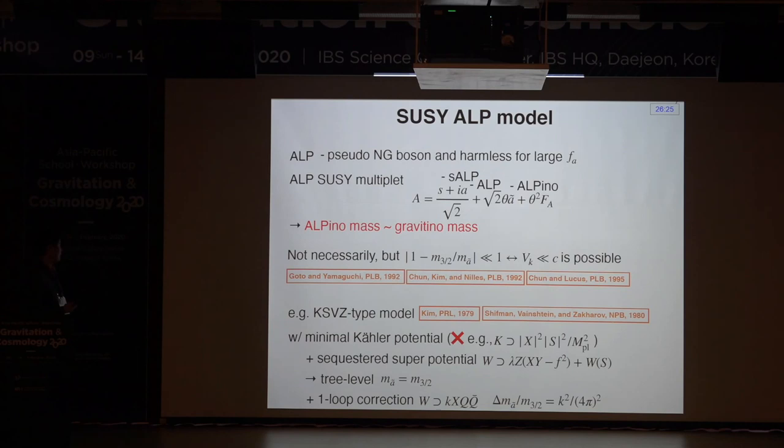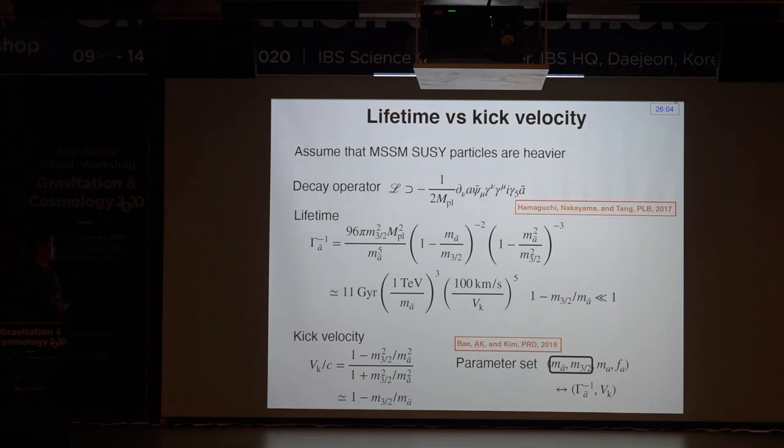And also from the SUSY side, the axino mass, the mother particle mass and the daughter particle mass, are naturally expected to be close to each other. Although whether these two masses are degenerate or not is up to your realization, anyway, these two are expected to be close to each other. And once we admit these two particles are degenerate, then the lifetime is also in a good region within a more or less reasonable parameter of the SUSY model.